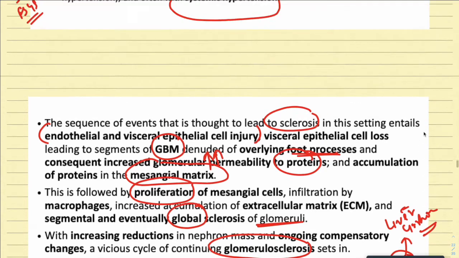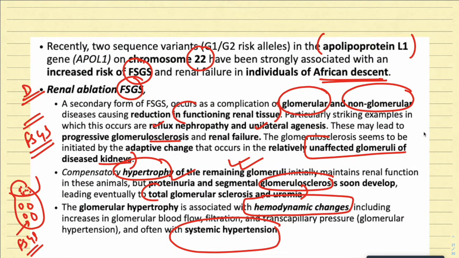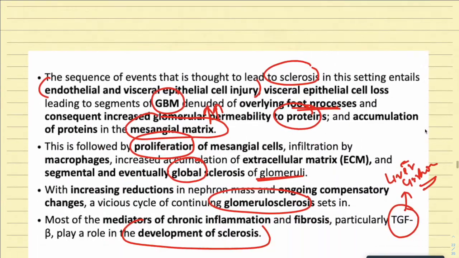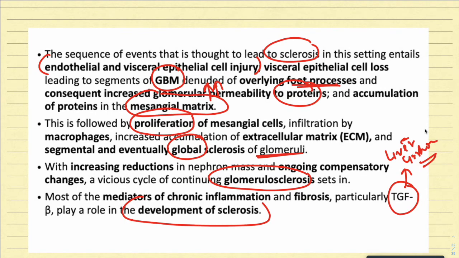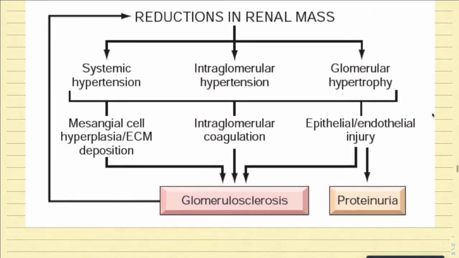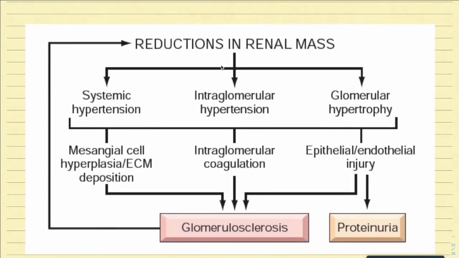Is this point very clear, that how reduction in the glomerular mass or kidney mass because of either a glomerular or non-glomerular condition will lead to focal segmental glomerulosclerosis? Everyone? Yes, sir. Okay. So this is the basic diagram which is also given in Robbins. Whenever there is a reduction in the renal mass, ultimately there will be some hemodynamic changes leading to systemic hypertension.